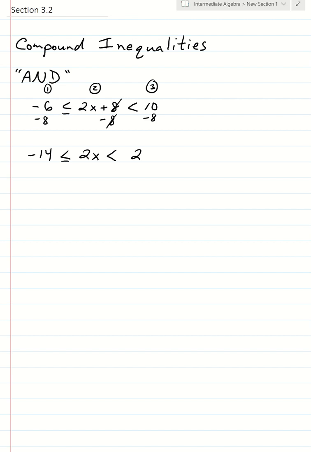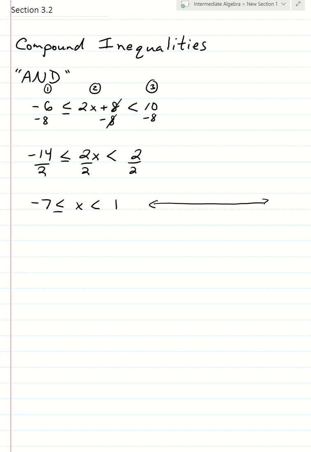Of course, once again, what we need to do is get x alone in the middle, which means I'm going to now divide all three parts by the number 2. Negative 14 divided by 2 gives us negative 7. 2x divided by 2 is simply x, and 2 divided by 2 gives us the number 1. Once again, we don't have to flip any inequality symbols. Once we have x alone in the middle, we have solved the inequality. But now we want to represent this on the number line.